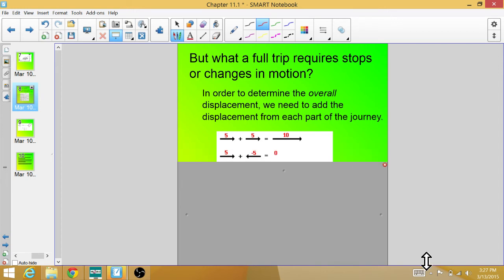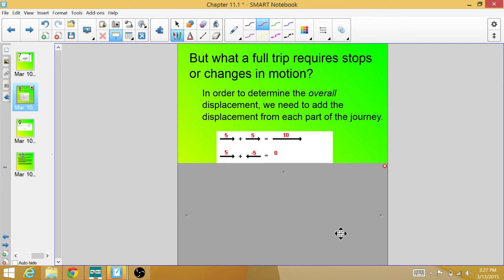Now on the other hand, if I walk 5 meters and stop because I forgot my keys at home, and I walk backwards 5 meters, my displacement is 0. And this is because we can consider this a negative direction. It's in the opposite direction of what we started in.